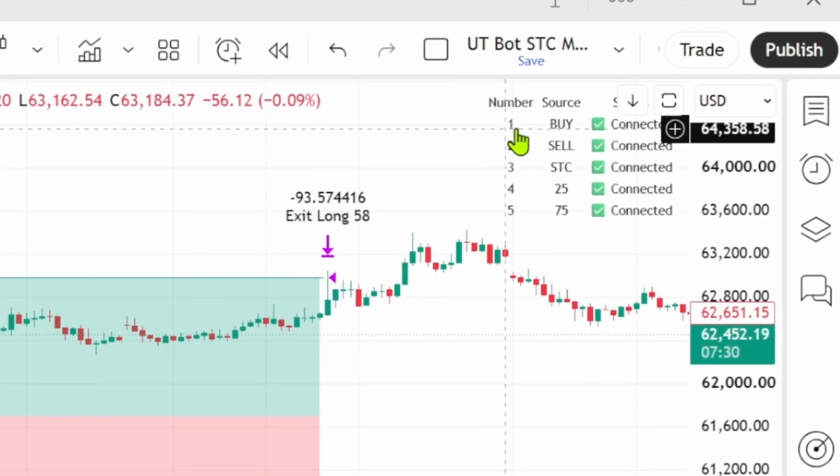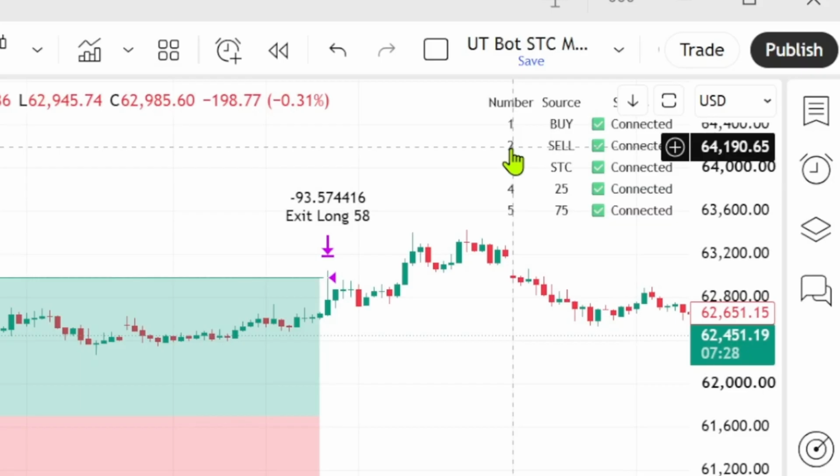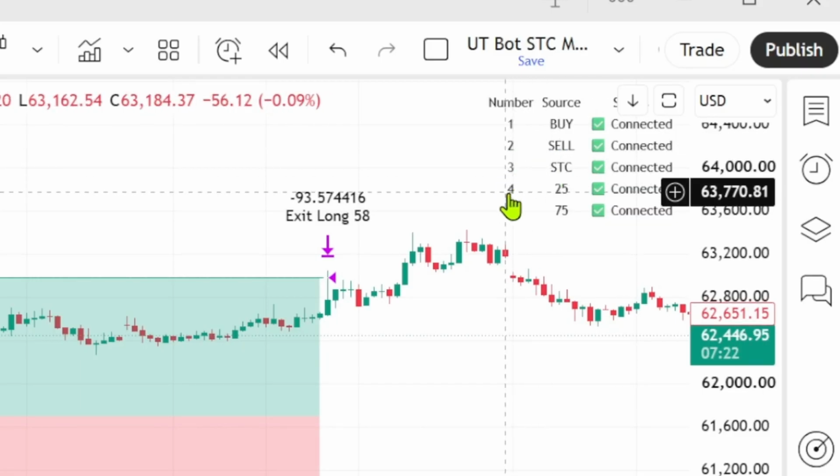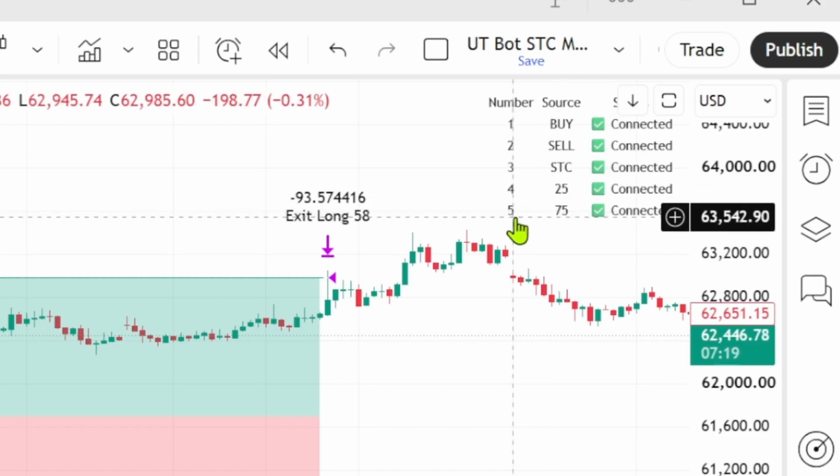So we know that source 1 is a buy signal from UT Bot. Source 2 is a sell signal from UT Bot. Source 3 is the STC line. Source 4 is the lower band. And source 5 is the upper band.